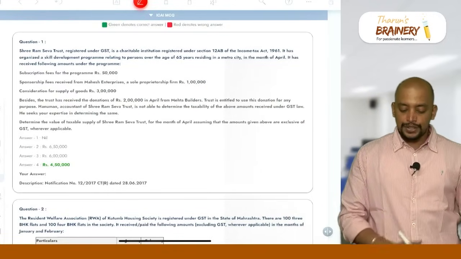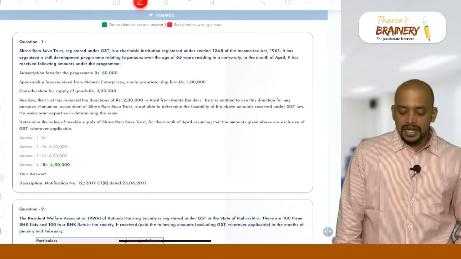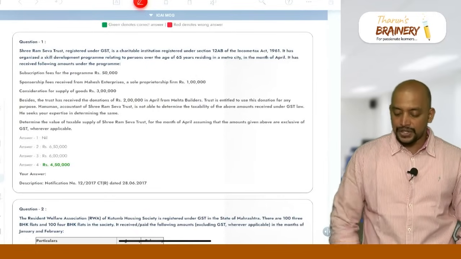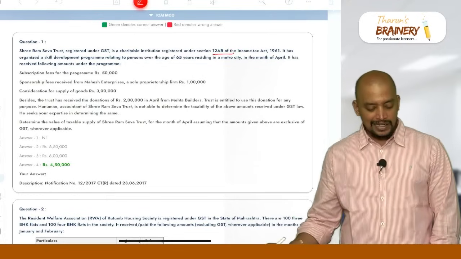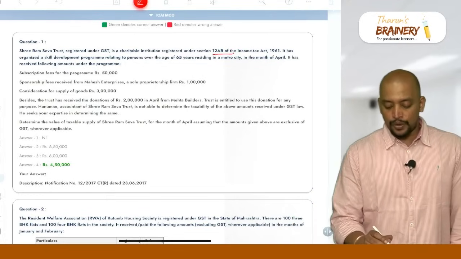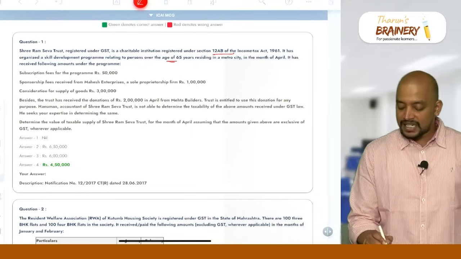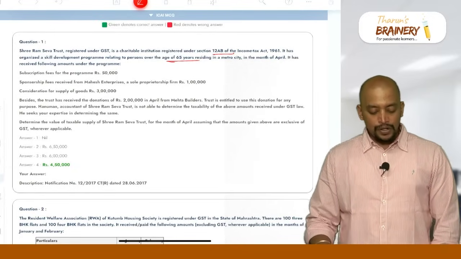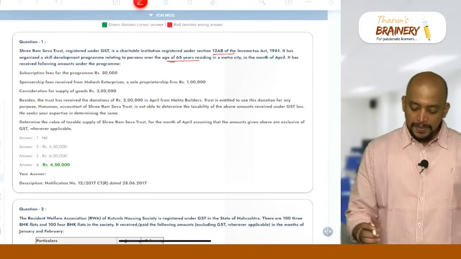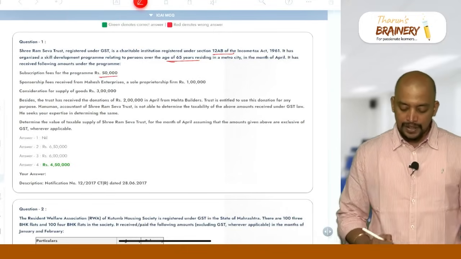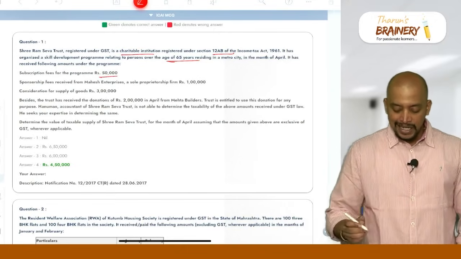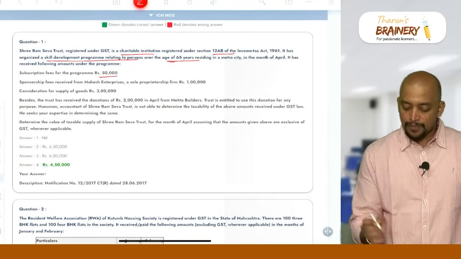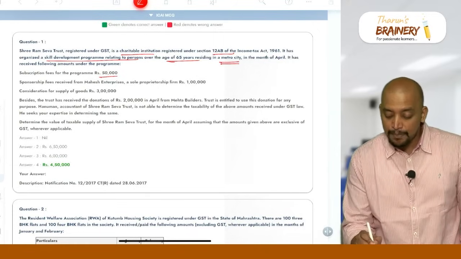Okay. So look into the next question here. Shri Ram Seva Trust, registered under GST, is a charitable institution registered under section 12AB of the Income Tax Act. It has organized a skill development program relating to persons over 65 years residing in a metro city in the month of April. It has received the following amounts under the program. Subscription fees for the program 50,000. So basically it's a charitable institution registered under section 12AB or AA, and they are providing a skill development program to persons over 65 years residing in a metro city.